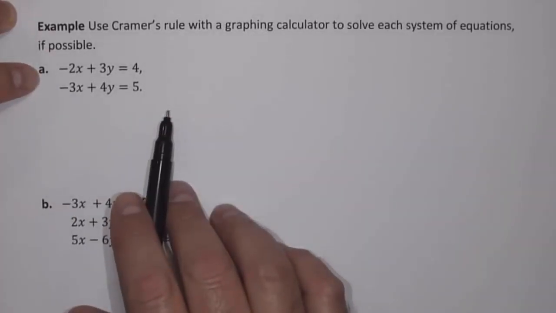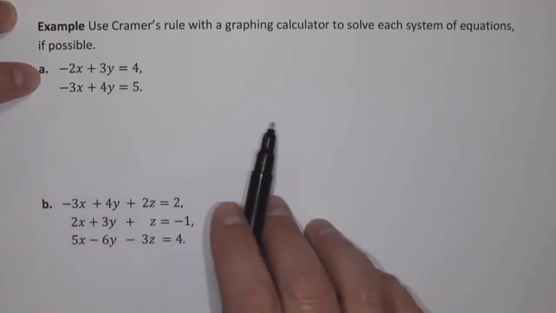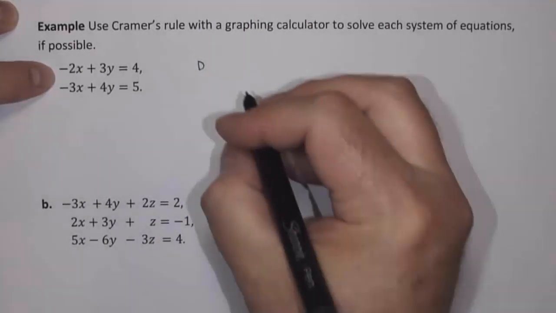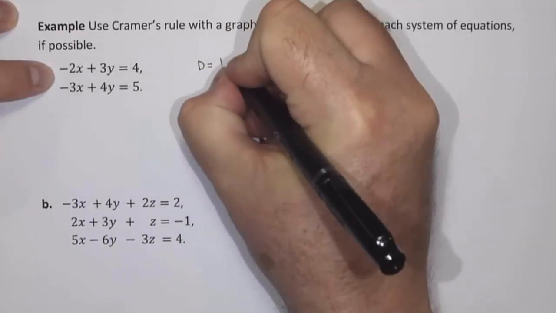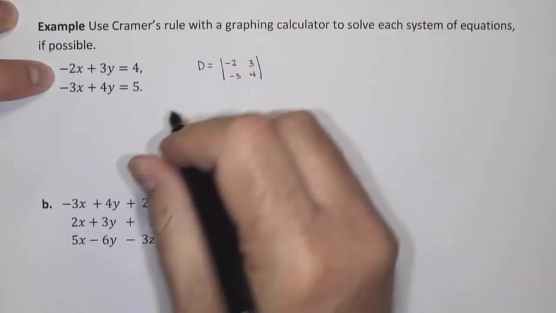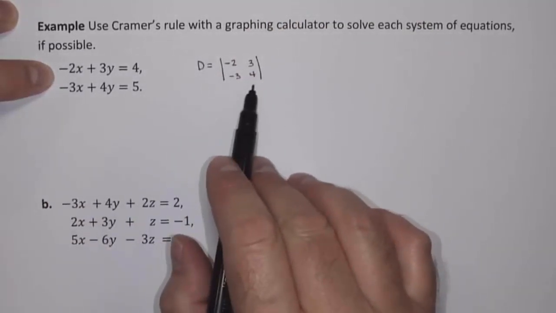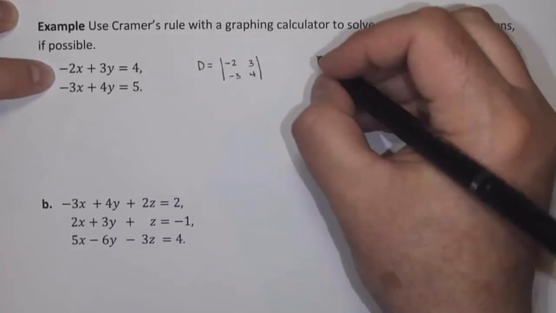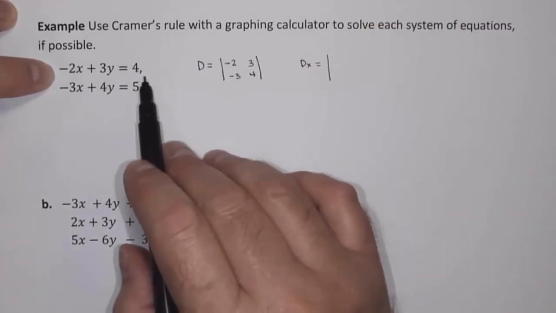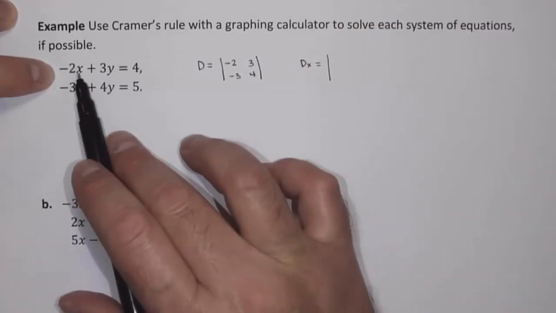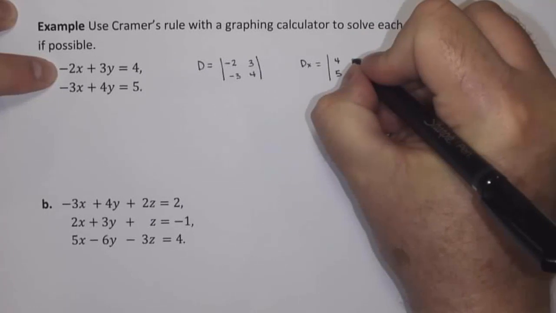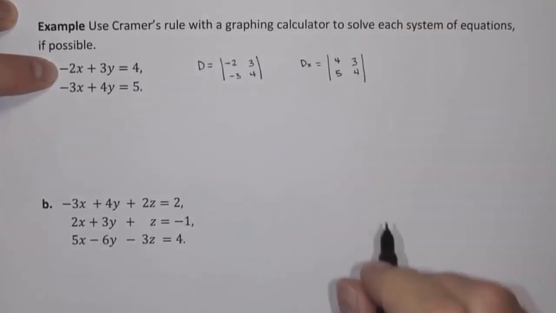So if I want to use Cramer's rule, I need to find the determinants that are involved. So I need to find D, I need to find dx, and I need to find dy. Well, D is going to be the matrix -2, 3, -3, 4. It is the coefficient matrix, except we're going to use the determinant for that. Then for the determinant dx, we fill in the values of the constants in place of the x coefficients. So we're going to have 4, 5, and then we're still going to have 3, 4, the coefficients for y.